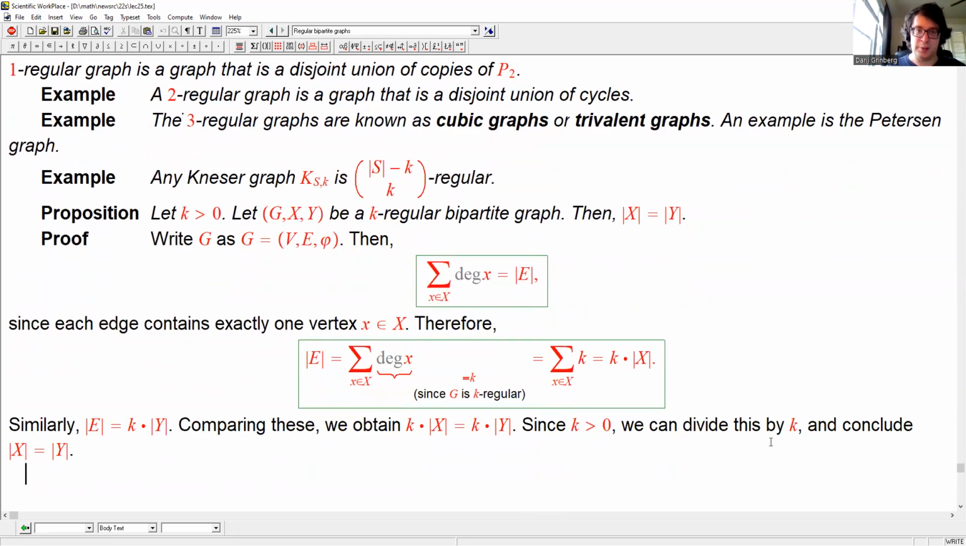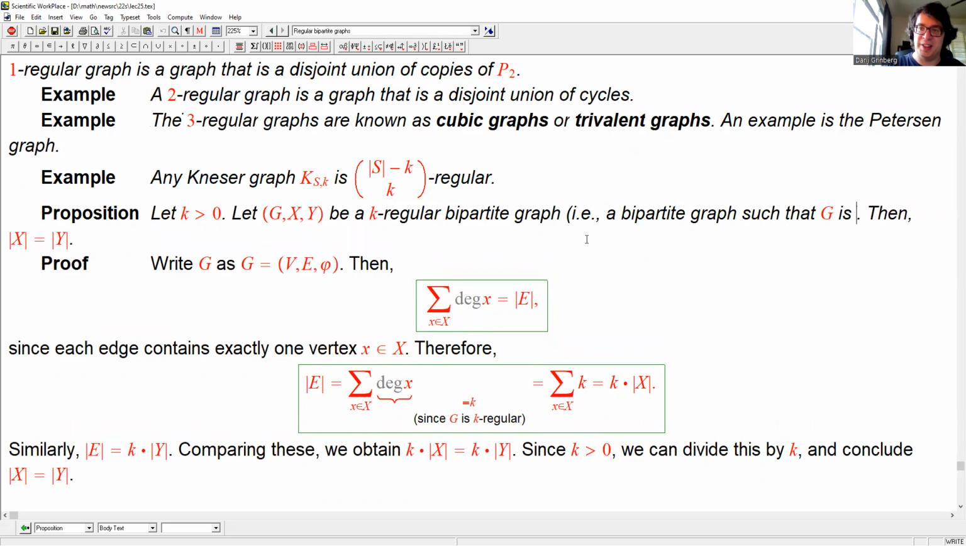this equals this. And to be very pedantic, it's not the bipartite graph, but the graph G that is k-regular. But of course you understand what I mean. So it is a bipartite graph such that G is k-regular.